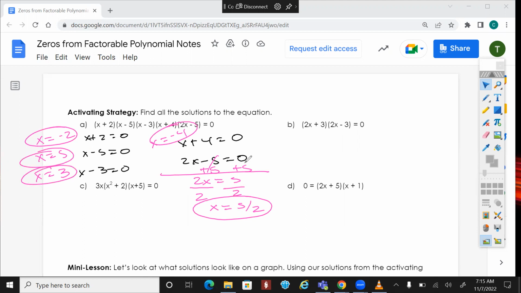So how many solutions does this guy have? 1, 2, 3, 4, 5. So what degree polynomial would this be? It has 5 solutions. What degree polynomial will it be? A 5th degree polynomial.